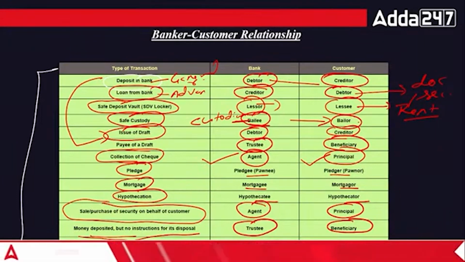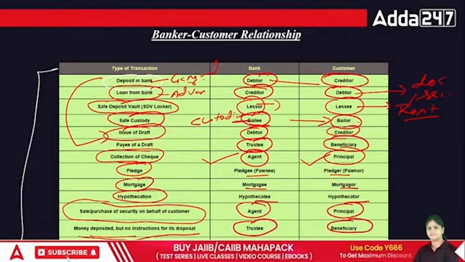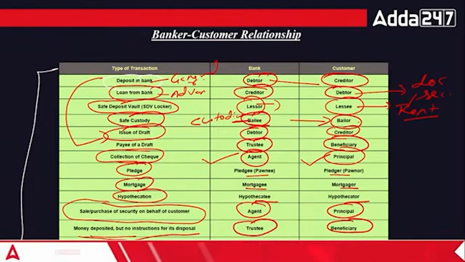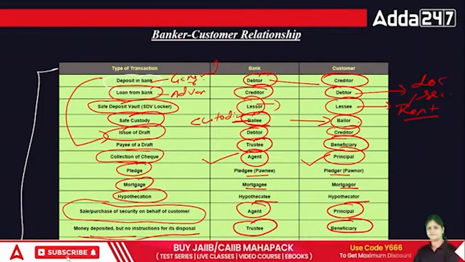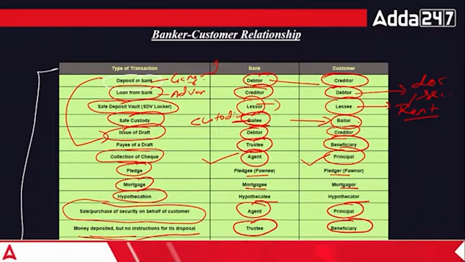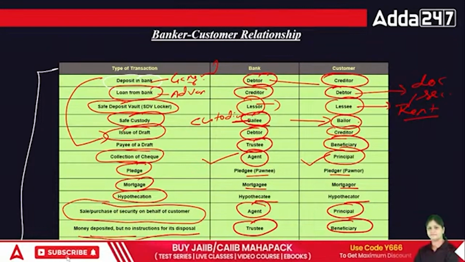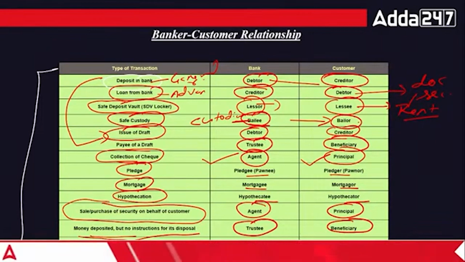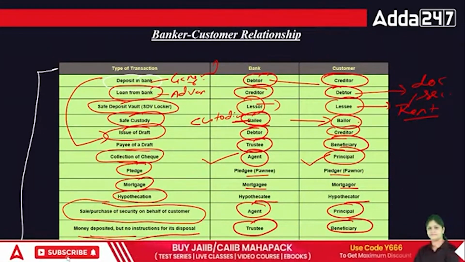This table is actually very important. If we are talking about the exam point of view, this table is very important, right? We call it the banker-customer relationship. There are so many relationships between the banker and the customer, so please remember all these. According to banking, the basic purpose of banking is lending and investment. So deposit and advance are the basic purpose of any bank.